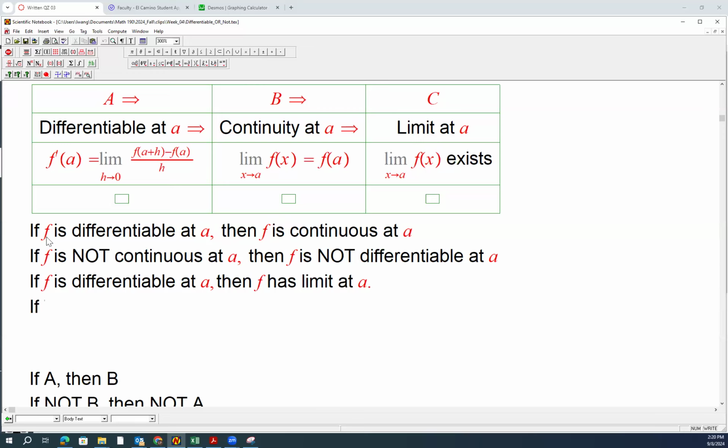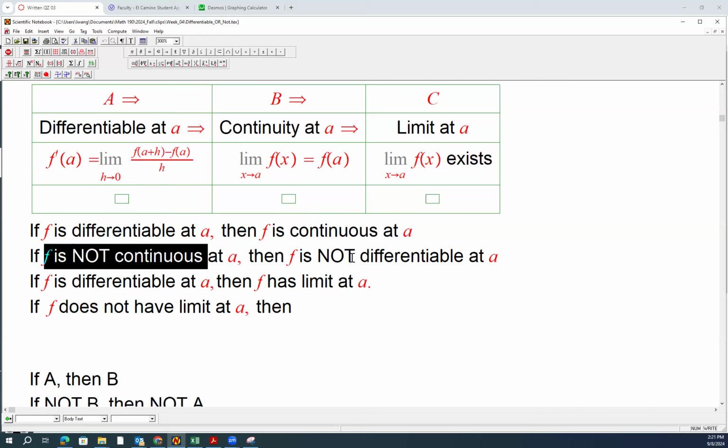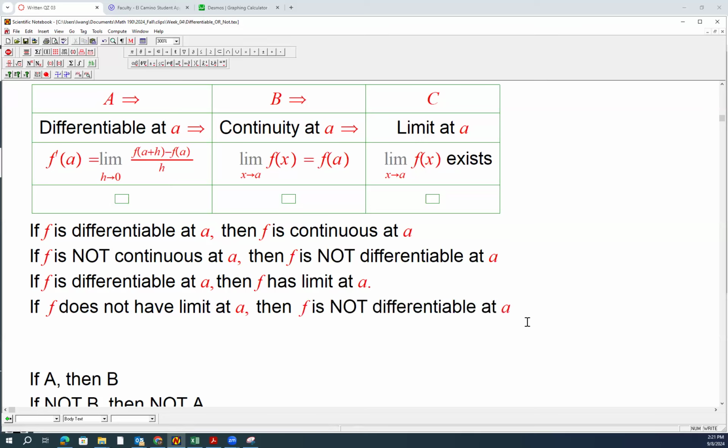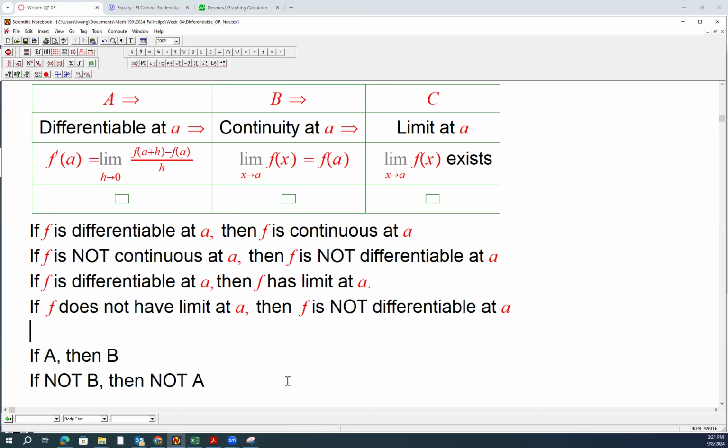So if f does not have a limit at A, then f is not differentiable at A. I hope you get that logic. So instead of learning one theorem, you're learning two. You're learning a pair. So if we don't have limit, we have no differentiability. If we have no continuity, we have no differentiability.